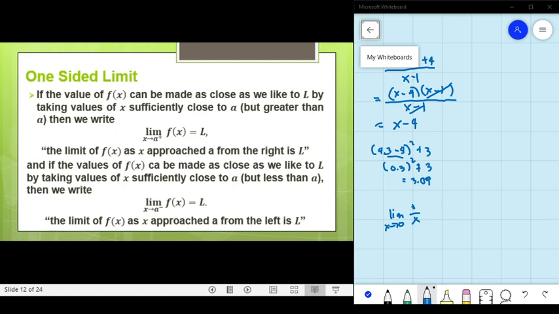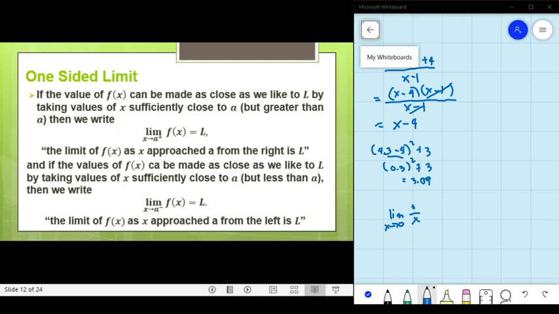So the limit of f of x as x approaches c does not exist, or DNE, whenever the limit of f of x as x approaches c from the left is not equal to the limit of f of x as x approaches c from the right. If they are not equal, therefore we can say that the limit of the function does not exist.